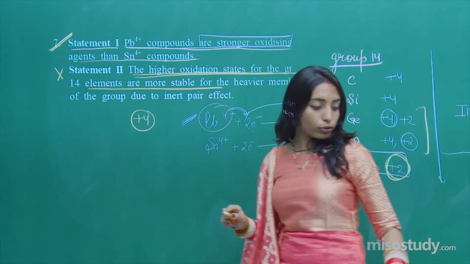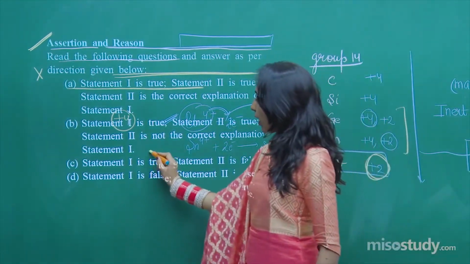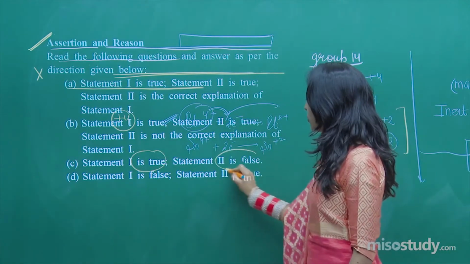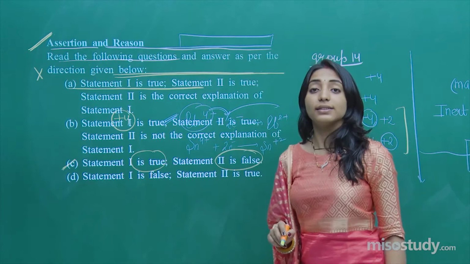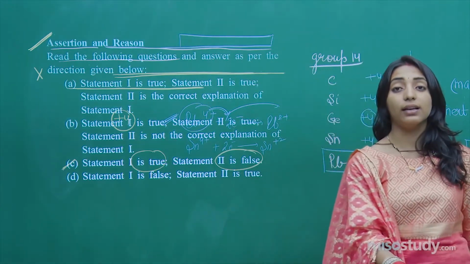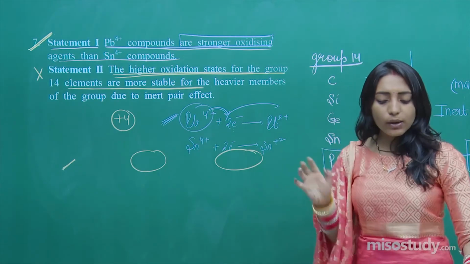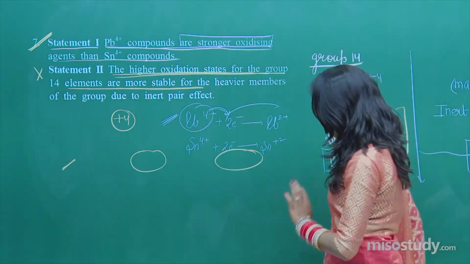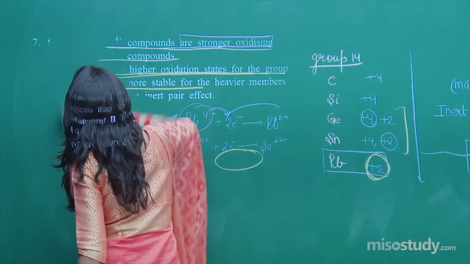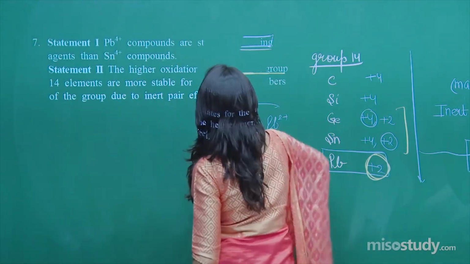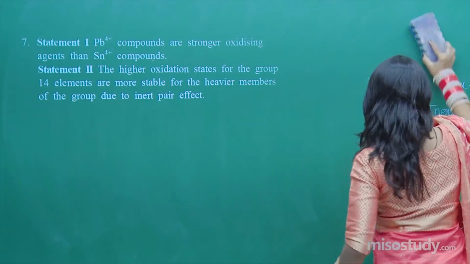So now let me go to the previous slide. When statement 1 is true and statement 2 is false, then option number C could be considered as the correct option for this particular question. Again, an easy question, not a tough one. So I think this is also done. Let me clear the board and go on to the next question.